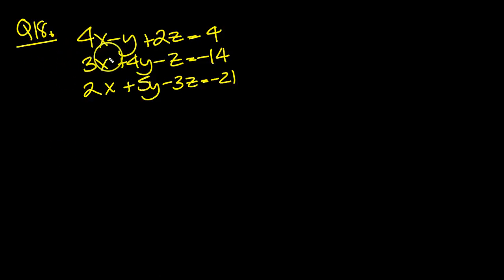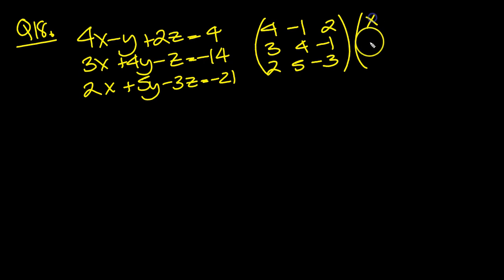Okay then guys, let's have a go at 18 then. We've got these linear equations. Let's write them in matrix form, so everything's in the right position. So it's 4, minus 1, 2, 3, 4, minus 1, and 2, 5, minus 3. There we go, there's our matrix times the x, y, z, isn't it? Is equal to the 4, minus 14, minus 21.